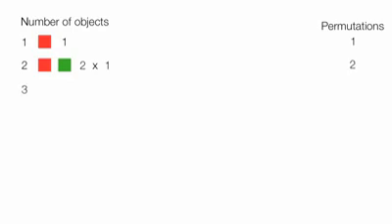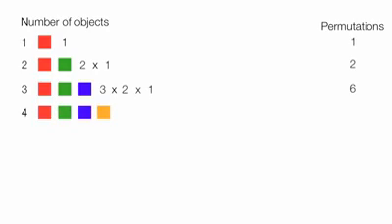With 3 objects, I have a red, green, and blue. So I have 3, which is n. 3 times 2 times 1, which gives me 6 permutations. Now I have 4 objects, so n is equal to 4. So I have 4 times 3 times 2 times 1, which equals 24 permutations.